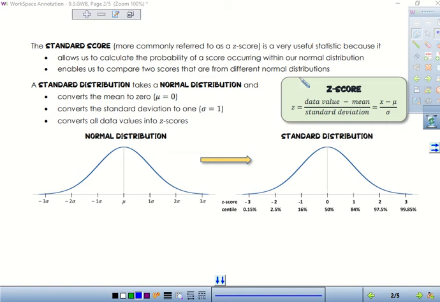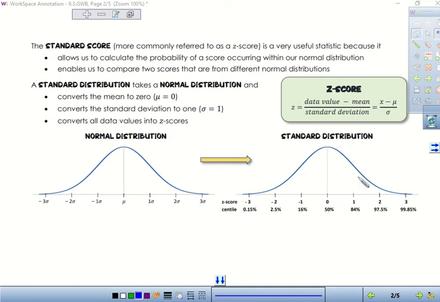Okay. A standard distribution takes a normal distribution, and it basically converts our mean to 0, converts our standard deviation to 1, and converts all of the corresponding data values into z-scores. How you calculate the z-value is by doing data value minus the mean, divided by the standard deviation. So this is your standard normal distribution, which we learned about in 9-2. We have the mean, and then we have one standard deviation from the mean, 2, and so on, and we subtract and add the standard deviation.